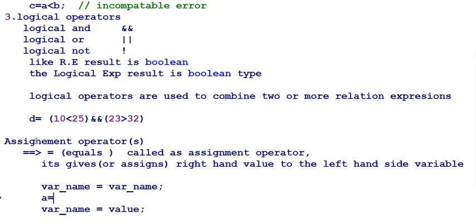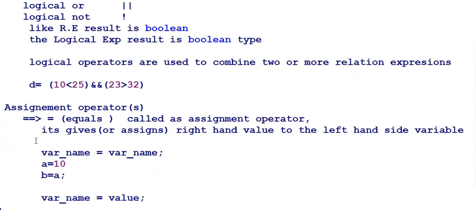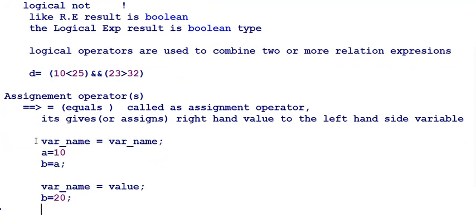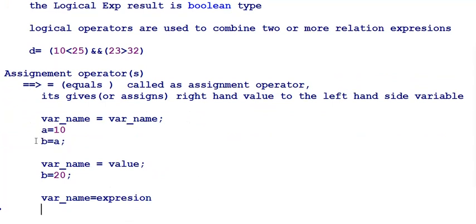So here I can go for the first example: A is equals to 10 and assigning B is equals to A. The second one is variable name equal to value: I am assigning B is equals to 20, where B is of integer data type. Now in another one, the right hand side can be formed with an expression, like C is equals to A plus B. After evaluating the right hand side expression, the final value is submitted to C. This is called the assignment operator.